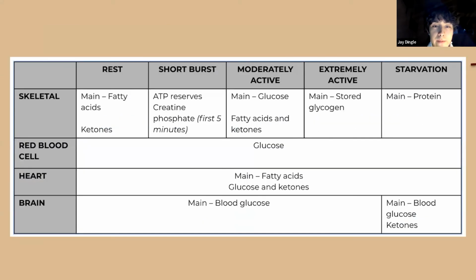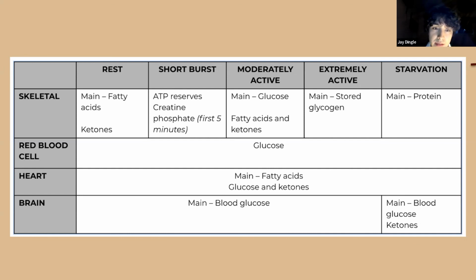So looking at skeletal muscle in our first row, at rest, we will use fatty acids, but during our bursts of activity, for example, sprinting at the start of a race, that'll be a buzzword you'll see in your exam, so a short sprint from 0 to 30 seconds, we will use creatine phosphate. With moderate activity, it'll mainly be glucose followed by fatty acids and ketones. In starvation, proteins are broken down as a last resort.